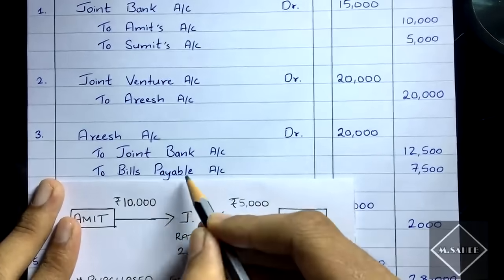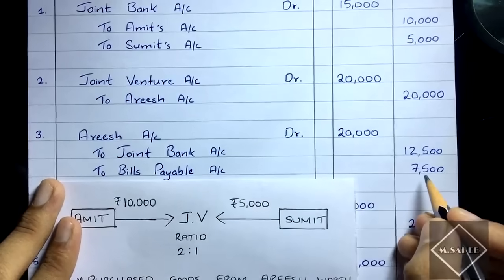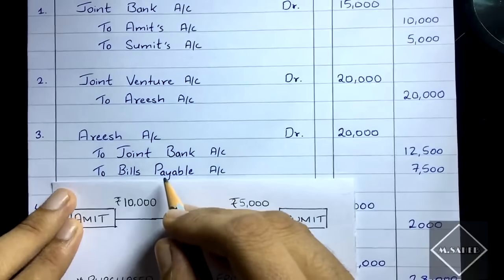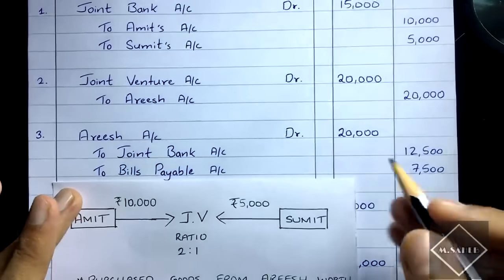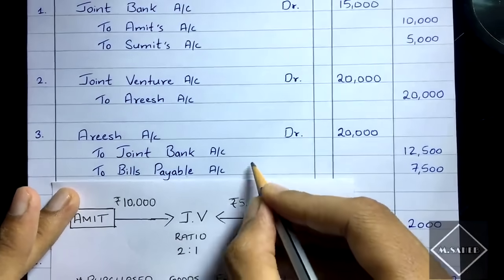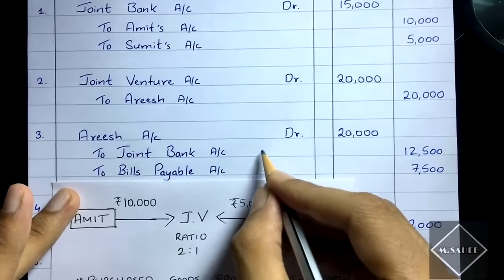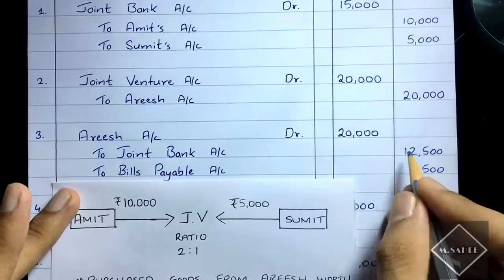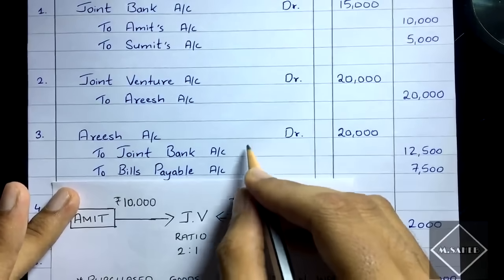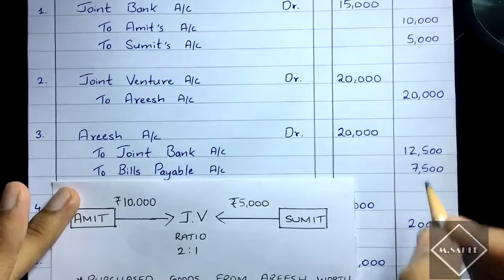So to bills payable account 7,500. Now in future we have to pay this bills payable 7,500 to Arish. Okay, so this is also a liability. So bills payable is a liability account, so it is increasing, you have to credit. And here it is an asset account, joint bank account, so you have to credit because it is decreasing, right? Asset is decreasing. Whenever asset decreases, you have to credit.